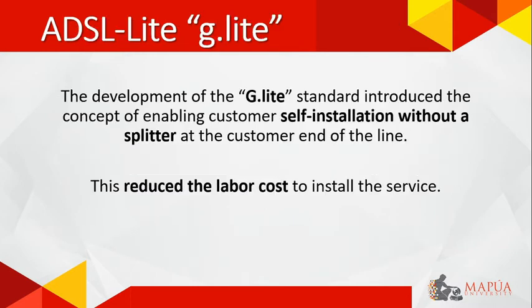The early development of ADSL employed a splitter at both ends of the line to combine the 0 to 3.2 kHz analog voice signal with the ADSL signal in a higher frequency band. The development of the G.lite standard introduced the concept of enabling customer self-installation without a splitter at the customer end of the line. This reduced the labor costs to install the service.